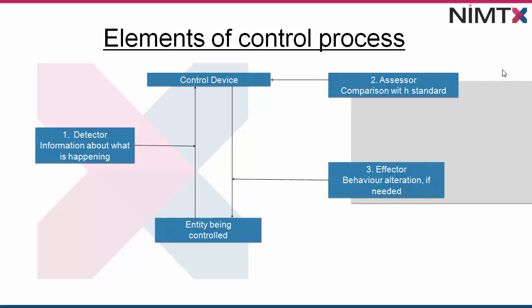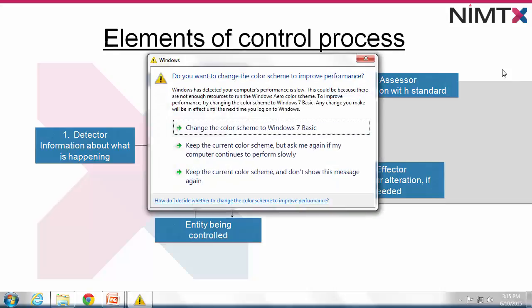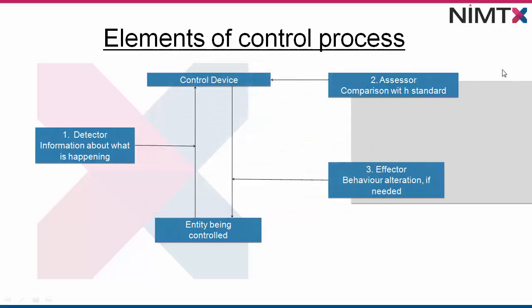These are the elements of the control process. There is a detector. The detector gives information about what is happening. It measures the things that are happening in an organization. Then comes the assessor. The assessor compares, and may be an MIS person or a manager who compares what has been told, the standard, with what actually is happening. So the assessor assesses it.